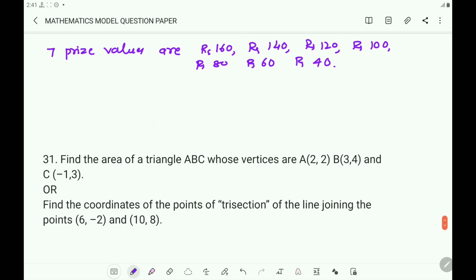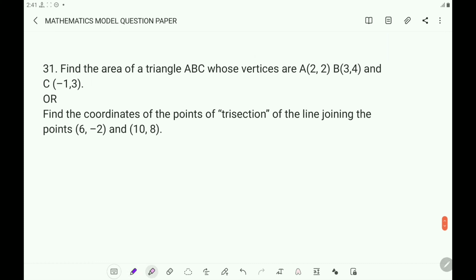Next you take question number 31. Find the area of a triangle ABC whose vertices are A(2, 2), B(3, 4) and C(-1, 3). And also the OR question, it is a choice question. Find the coordinates of the points of trisection of the line joining the points (6, -2) and (10, 8).